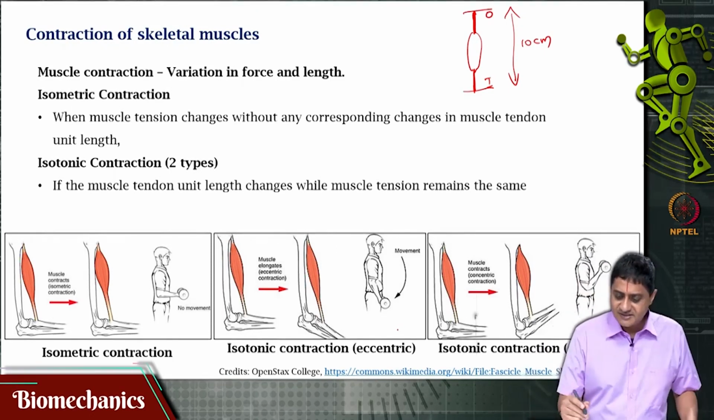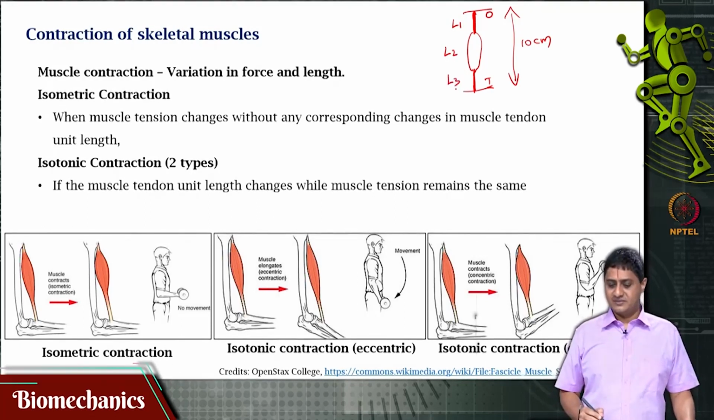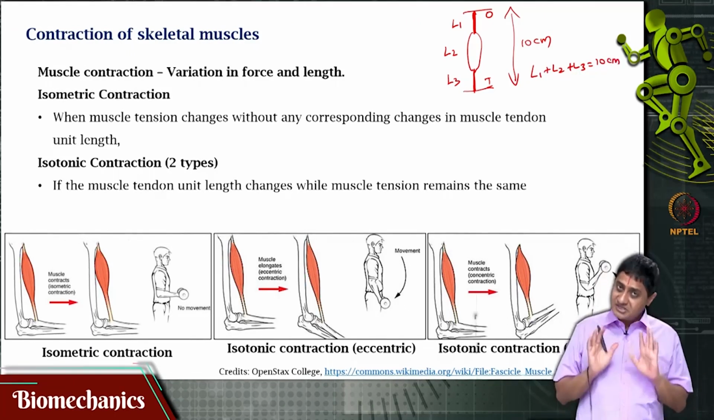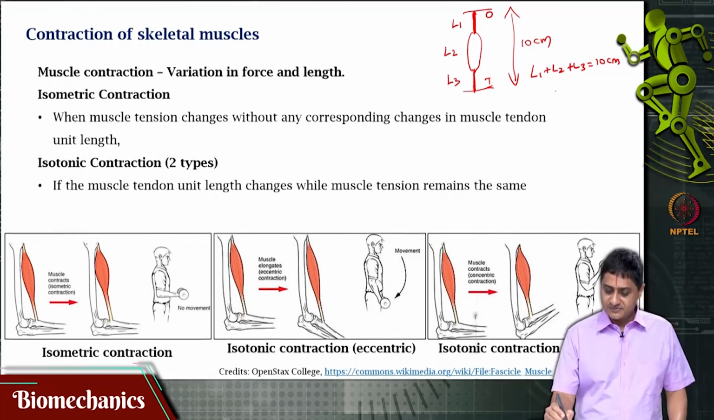What are all the various lengths that are involved? This is the tendon length L1, this is the muscle length L2, this is the other tendon length L3. What we know from this is that L1 plus L2 plus L3 is 10 centimeters, and this does not change, it remains 10 centimeters. And what we do know is that L2 reduces. Muscle contracts, that means that L2 reduces.